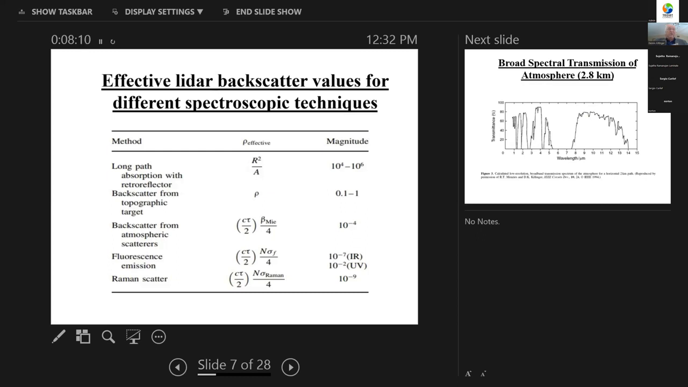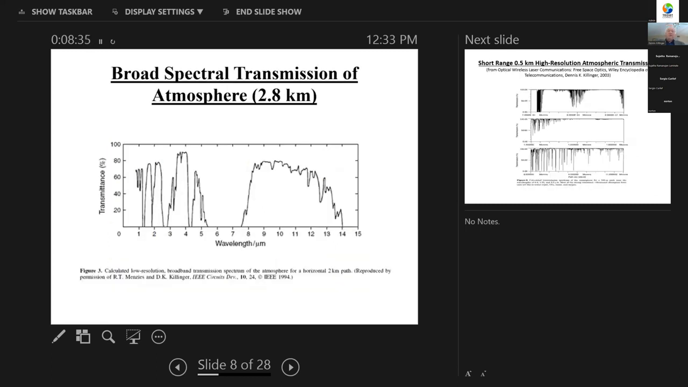If you look at fluorescence emission, it's very, very small in the infrared, but in the UV, it's around 10 to the minus 2 on a relative scale here. And then Raman scattering is even less, it's around 10 to the minus 9. So in the case of the Raman scatter, it's best if you have high concentrations of the species, like a solid or a liquid. Now, you also have to take into account the spectral transmission of the atmosphere.